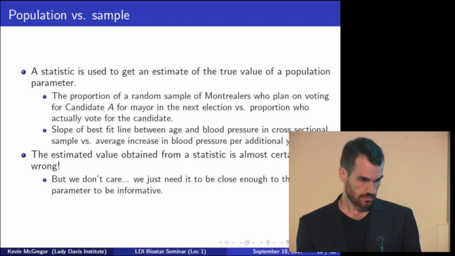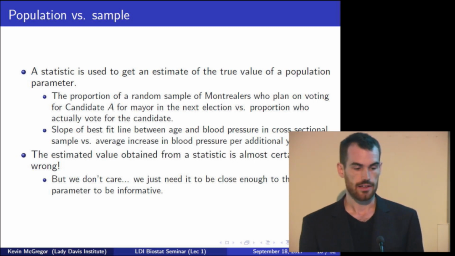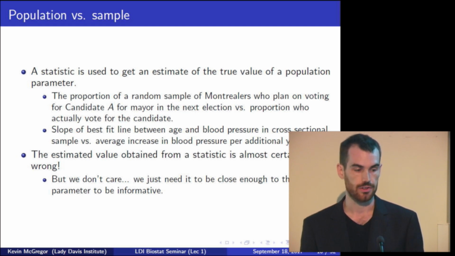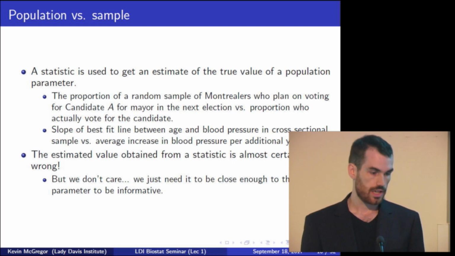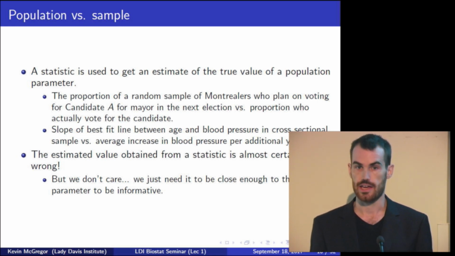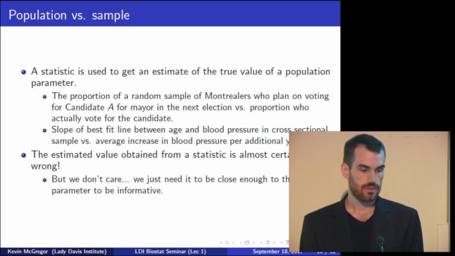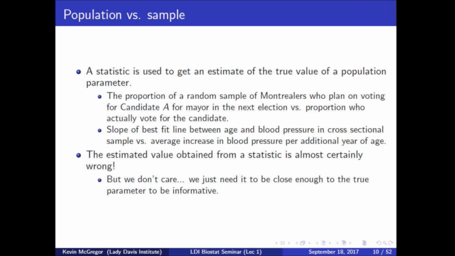For example, if we took a random sample of Montrealers and asked them who they plan on voting for, the proportion that say they're going to vote for candidate A for mayor in the next election is the statistic, and the proportion who actually end up voting for that candidate is the parameter.